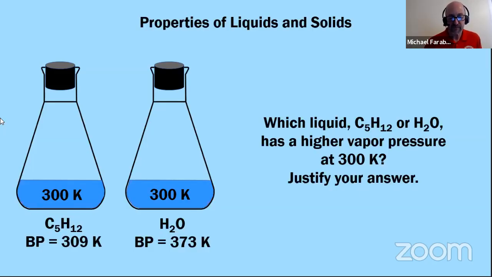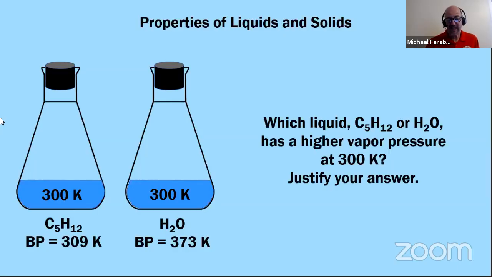vapor pressure. If you want, you can stop the video, you can draw these flasks on your paper, and you can draw a certain number of dots above the liquid. Whichever flask you draw more dots in should be the flask that has a higher vapor pressure. So if you want to pause the video and take a moment and draw a different number of dots in each flask to represent the different vapor pressure, go ahead and do that.